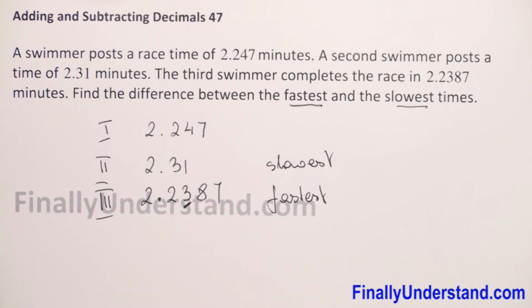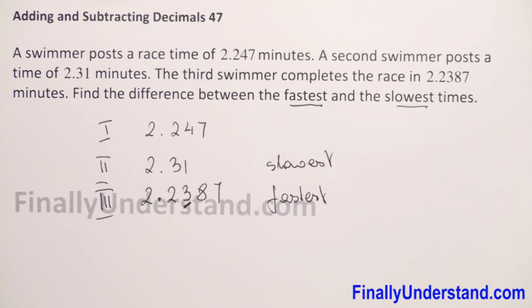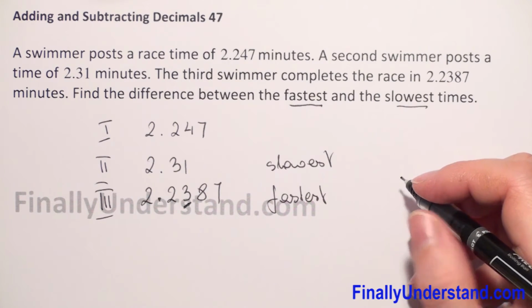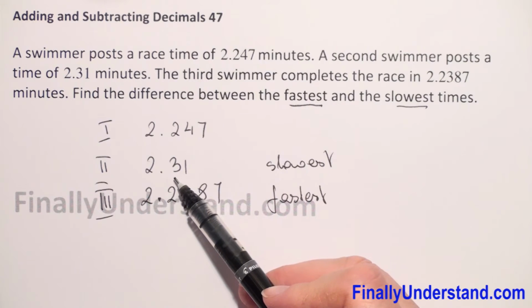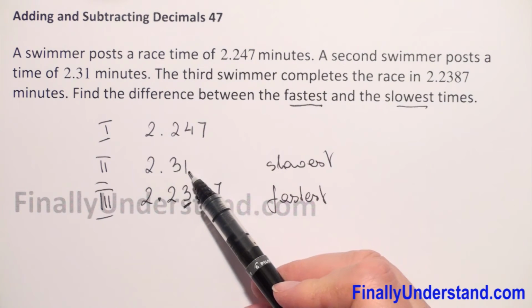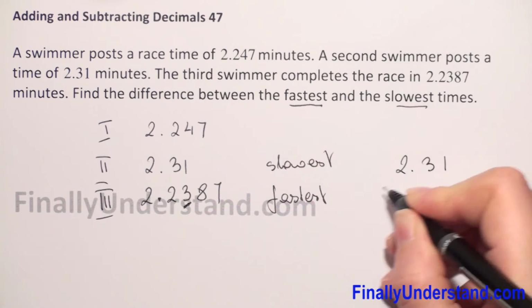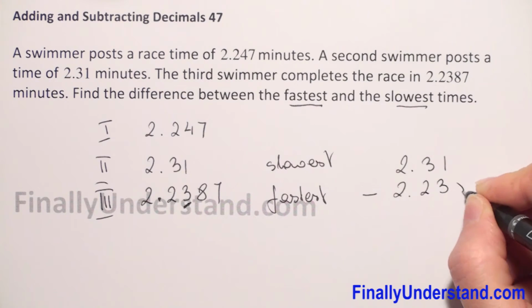Next we have to find the difference between the fastest and the slowest. So how do we do this? To find the difference between the fastest and the slowest times, we need to subtract these two numbers. From the greater number we have to subtract the smaller. The greater number, of course, is 2.31. So we have 2.31 minus 2.237.